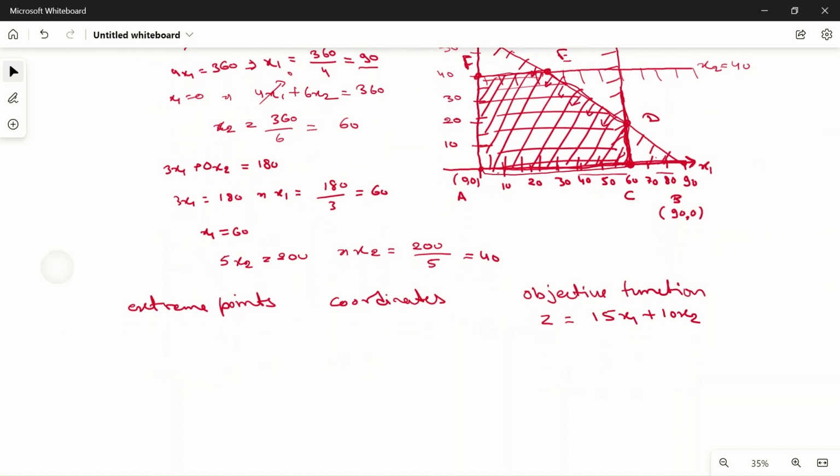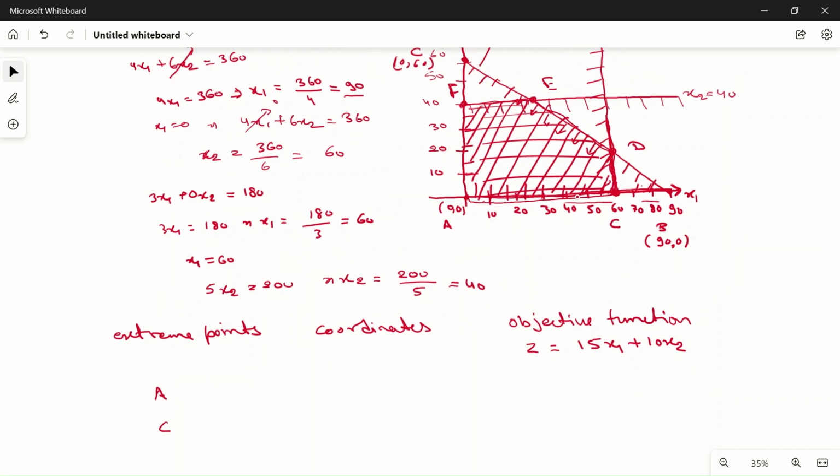Okay, what are our points? This is A, this is C. What are the extreme points of this shape, or corners? You can see A, C, D, then E, then F.